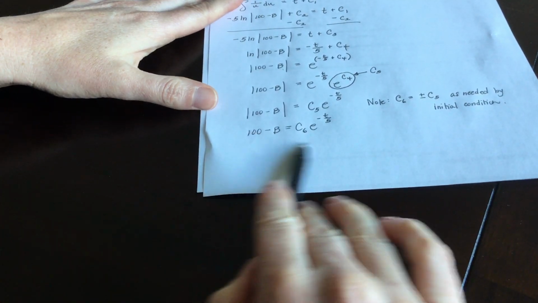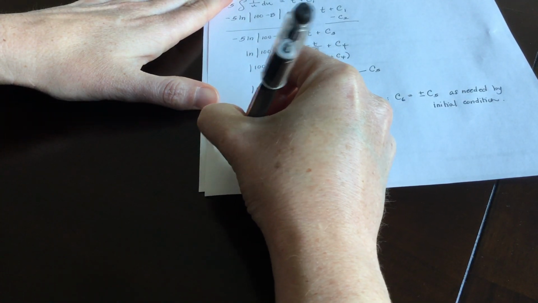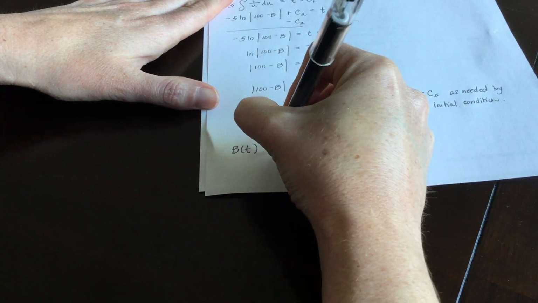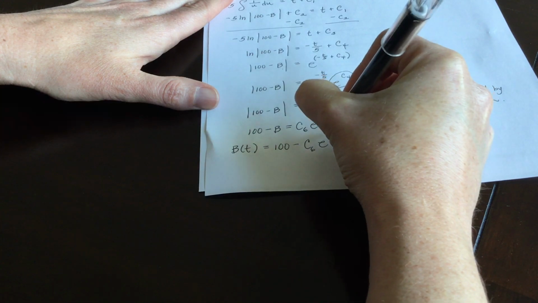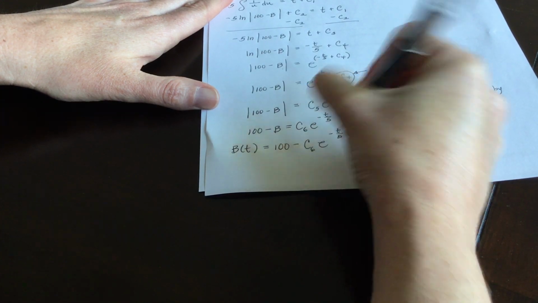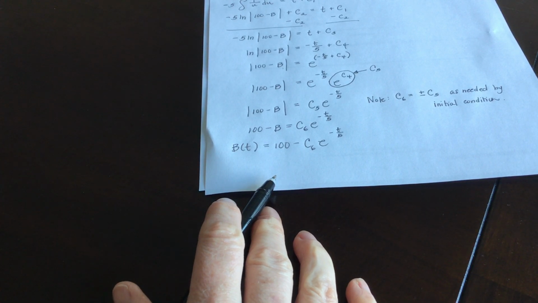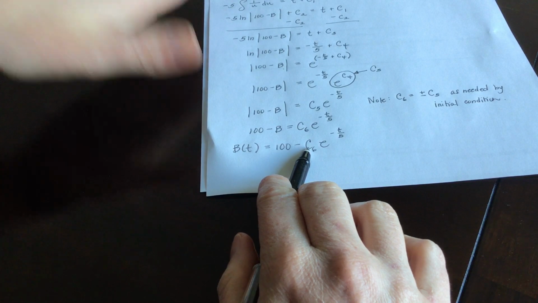Like that. And then I like the idea of adding B and subtracting the C6 garbage over. So then I would have B in terms of time, and it would be 100 minus that sixth constant times e to the negative t over 5. So this would be the general solution, and then now you're going to see me use the initial condition to figure out what this constant is.